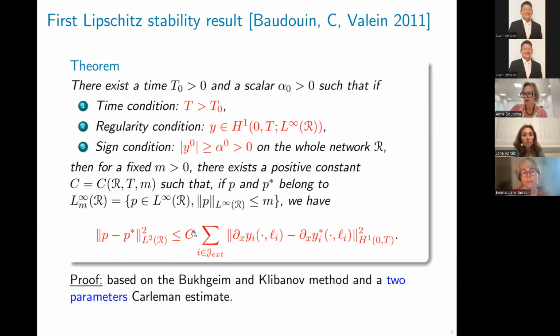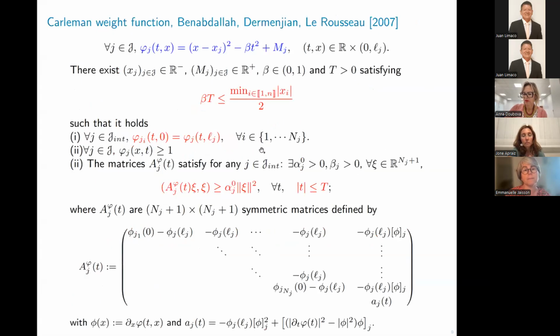The proof of this result is mainly based on the Bukhgeim-Klibanov method. And to do that, we proved a two-parameter Carleman estimate. To prove this Carleman estimate, we designed a new Carleman weight function. And to do that, we followed this article of Ben Abdallah, Dervenchian, and Le Rousseau. They established a Carleman estimate for a 1D heat equation with a discontinuous coefficient. And the main idea they had was the following one.